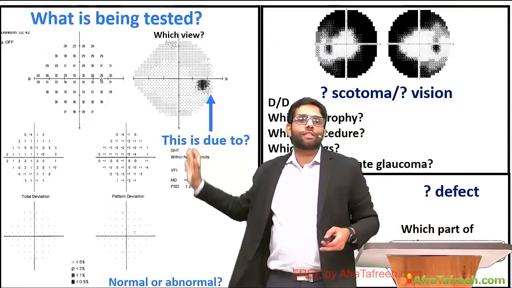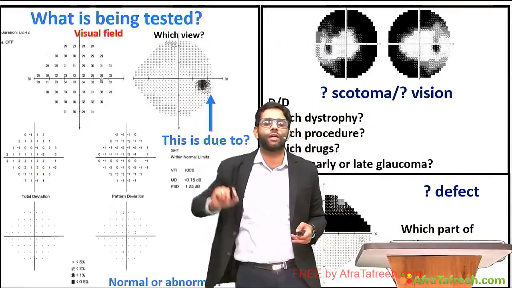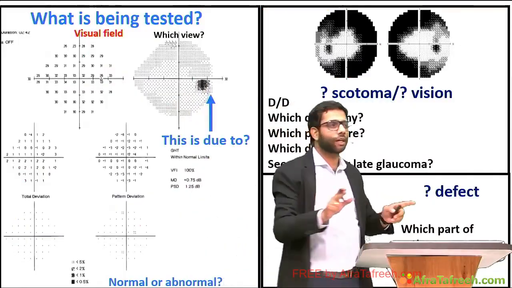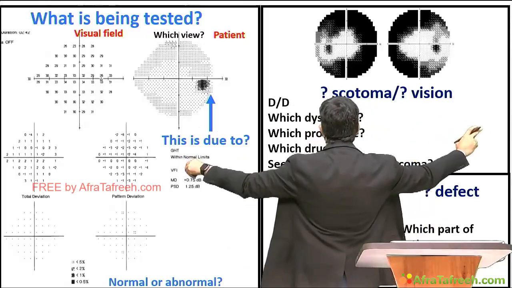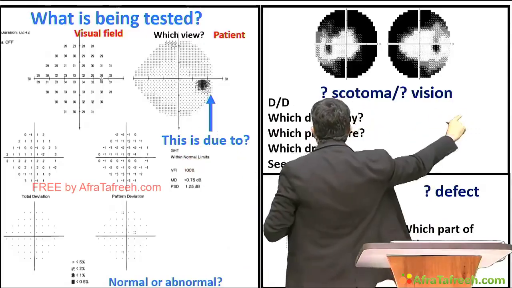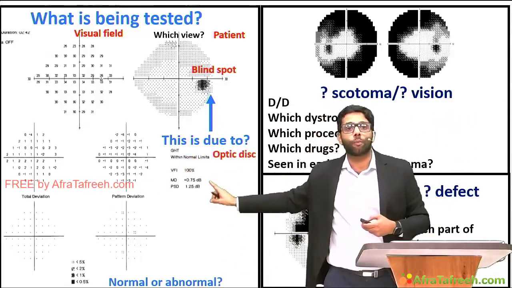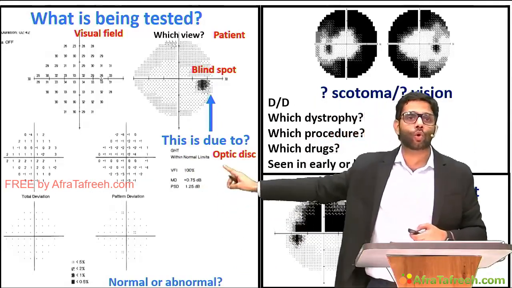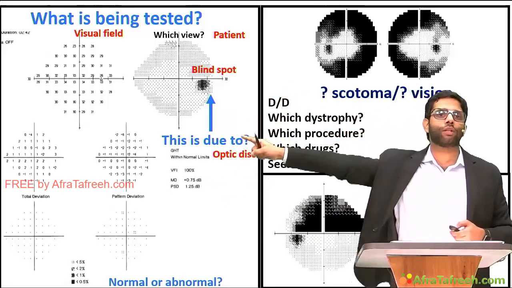Now what is being tested over here? What is this black thing? This is the visual field you are checking. Whenever you check the visual field, you have to stand like this. It means you have to interpret it as the patient's view. And in the patient's view, on the temporal side, there is a black area. This is the blind spot, and this blind spot is due to the optic disc. Optic disc is nasal in the retina. That's why the blind spot is temporal in the visual field.